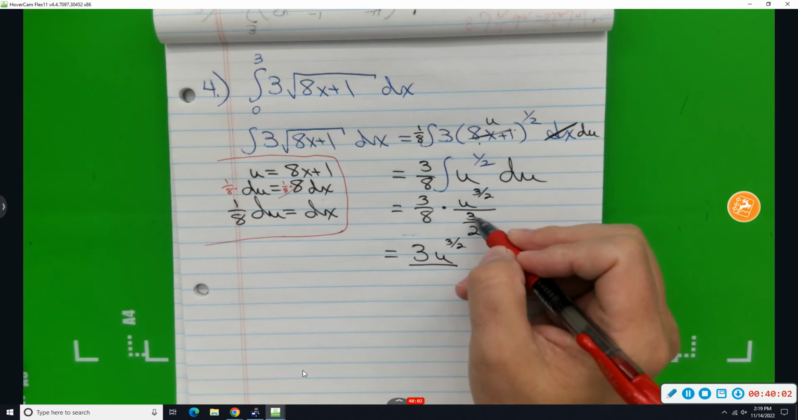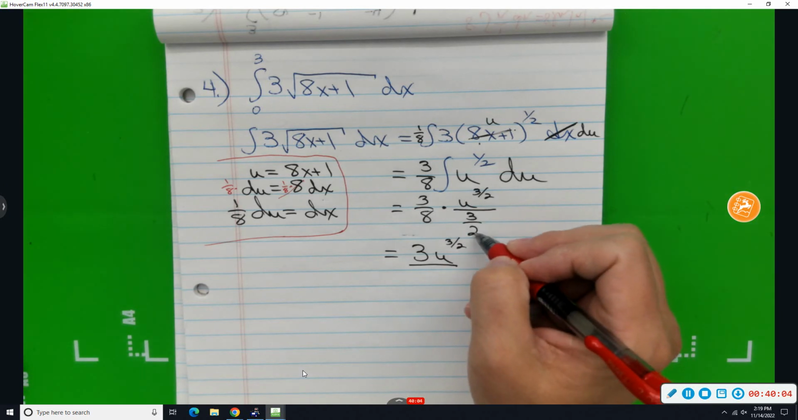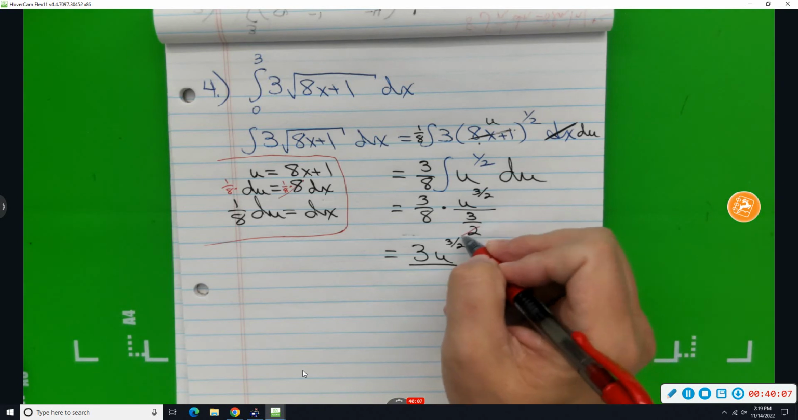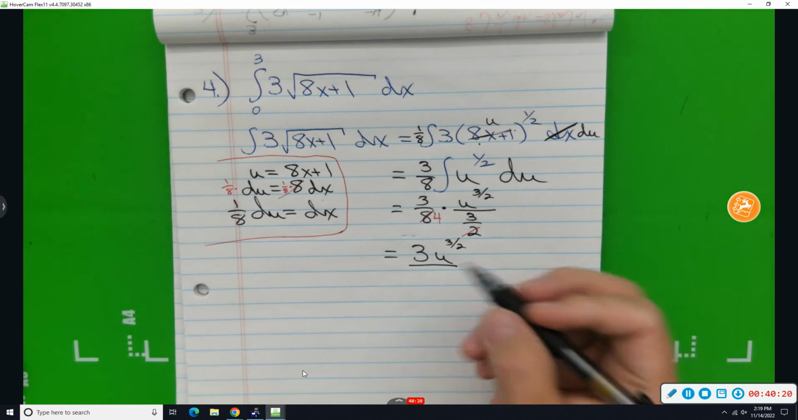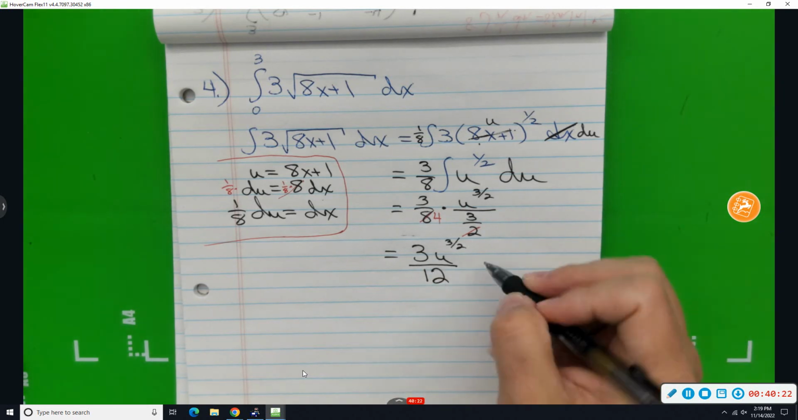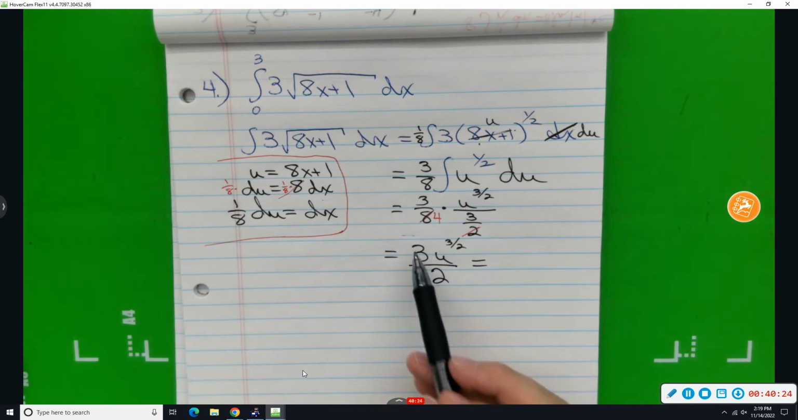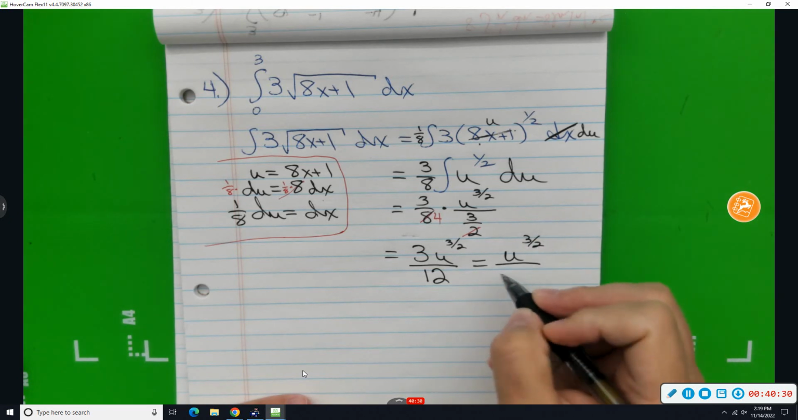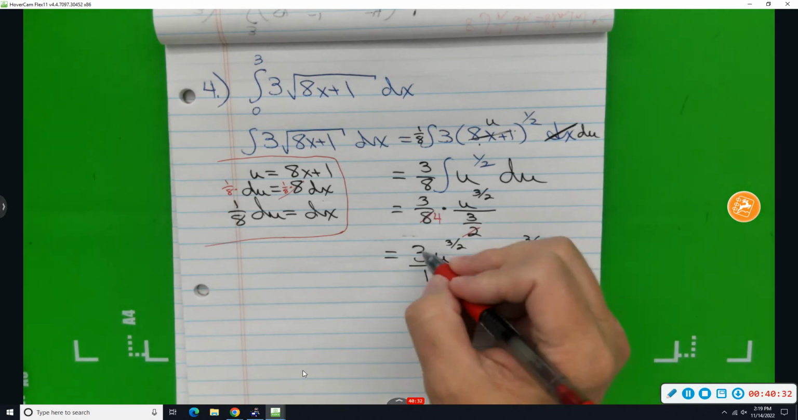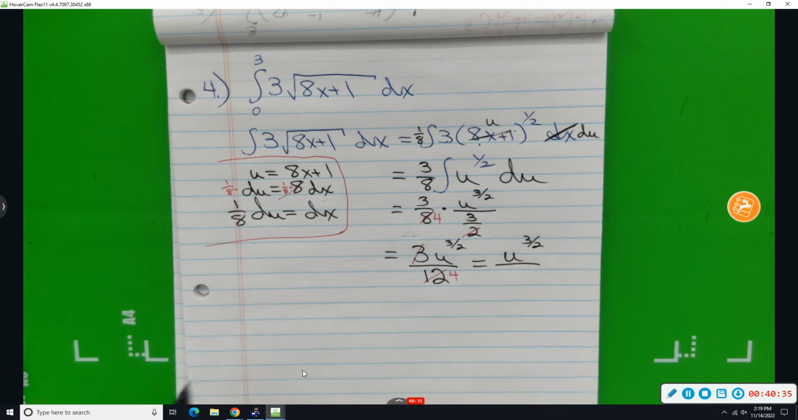8 times 3 is 24. Divided by 2, what are we getting? Or you could go 2 goes into 8 4 times. Whether you go 24 divided by 2, or if you cancel first, 4 times 3, you're still getting what in the denominator? A 12, I agree. And we could cancel a 3 above and below to get u to the 3/2 all divided by 12 divided by 3 gives me a new denominator of 4.